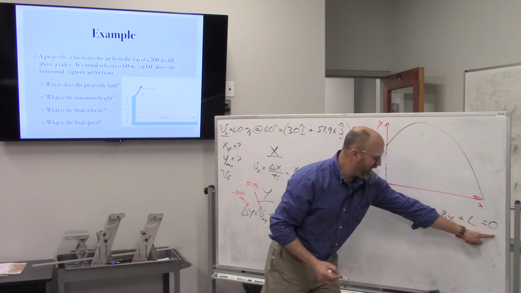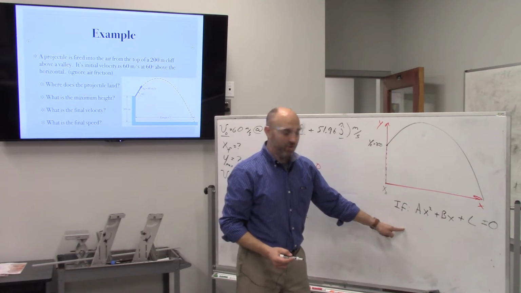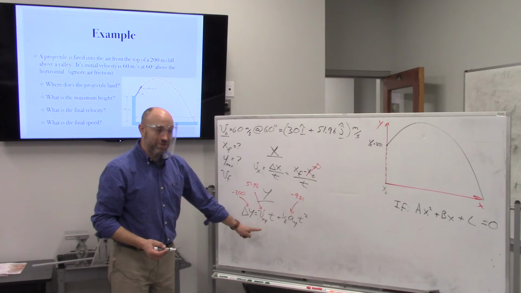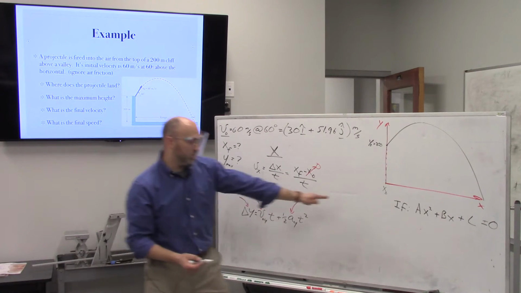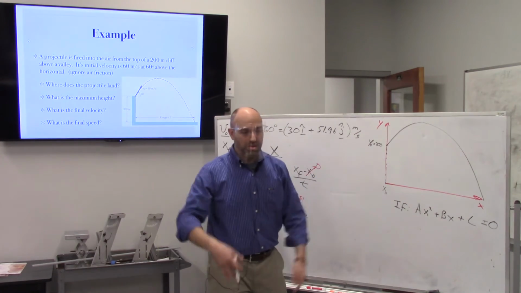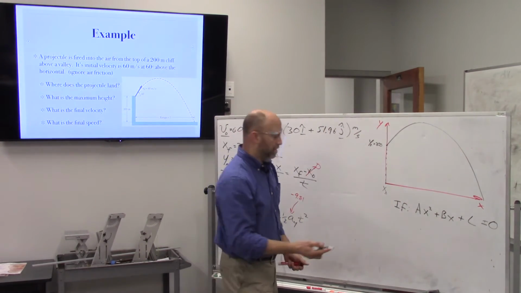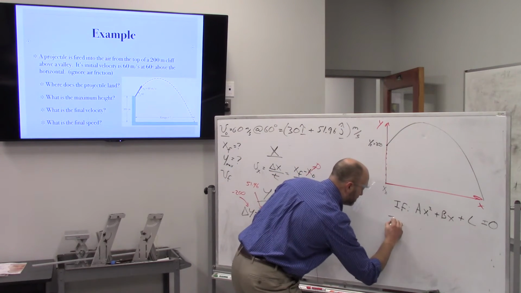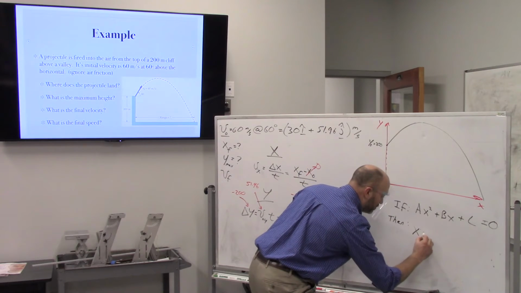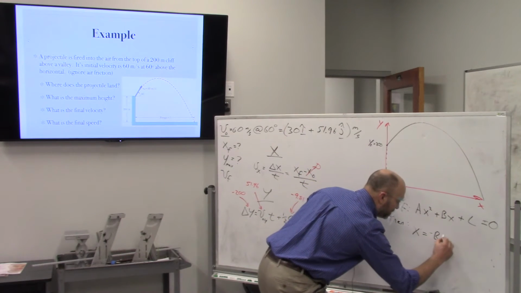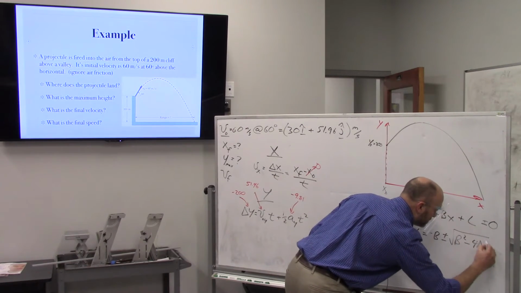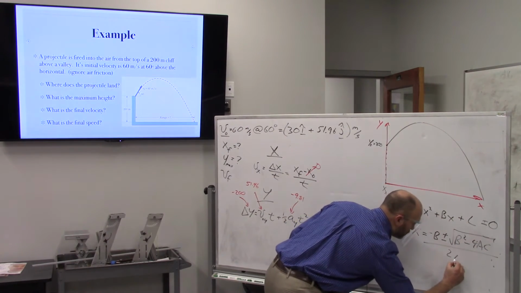If you have that, what are we looking for over here? Are we looking for x? No, we're looking for t this time. But this is just the general format equation. The thing you're looking for could be x or t or y, doesn't matter. If that's the case, then the answer is negative b plus or minus the square root of b squared minus 4ac, the whole shebang over 2a.